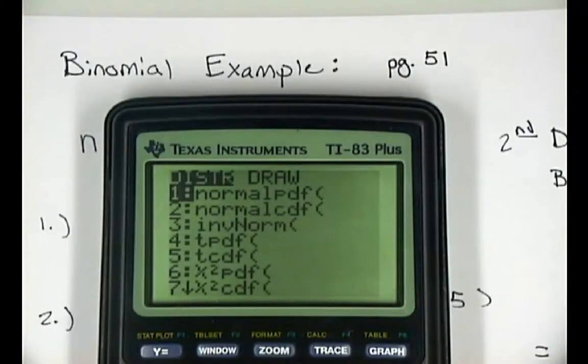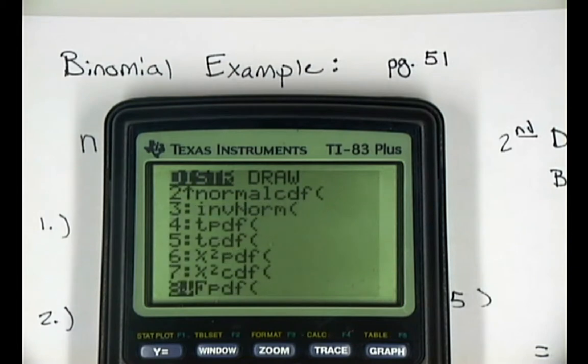And you notice we have a lot of distributions to choose from. We've got normal, PDF, and CDF. Now the difference is that PDF is if you just want to find something equal to one value. It means probability distribution. And CDF means cumulative distribution function. Cumulative means if you want to find from one value to another value. So that's the difference between PDF and CDF.